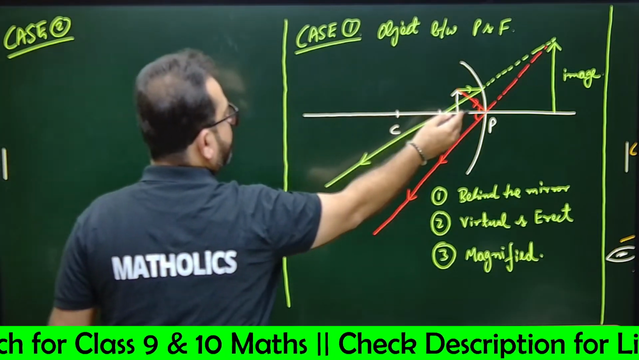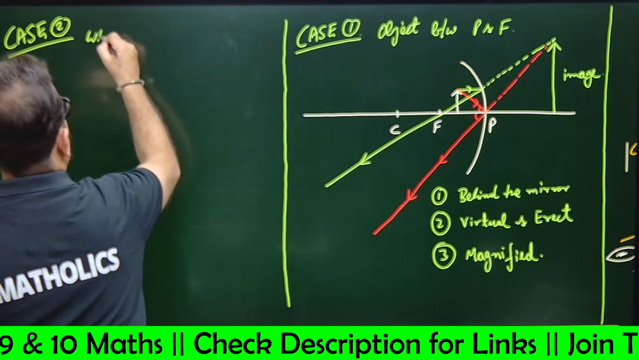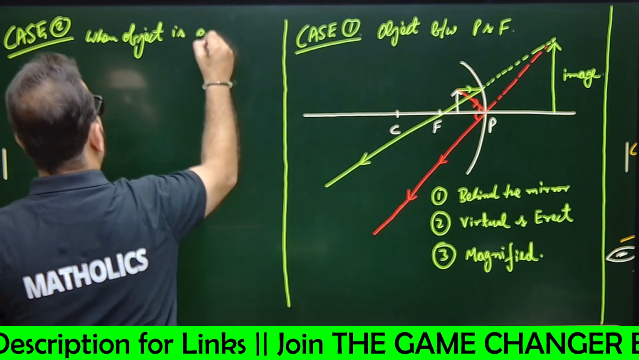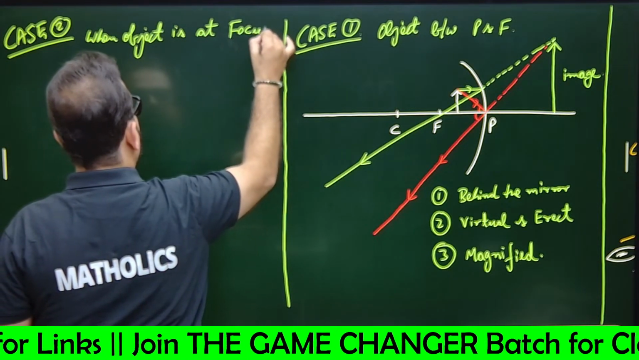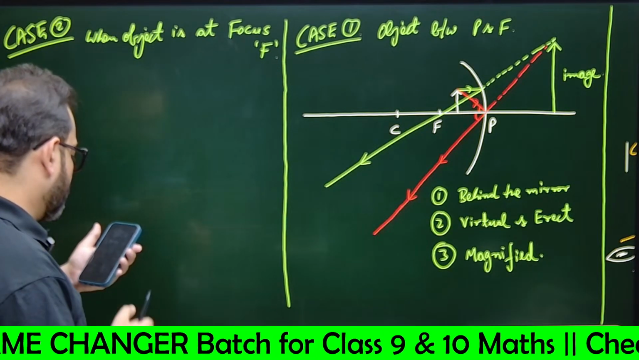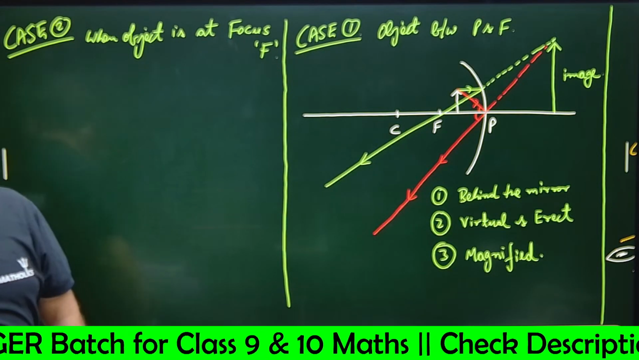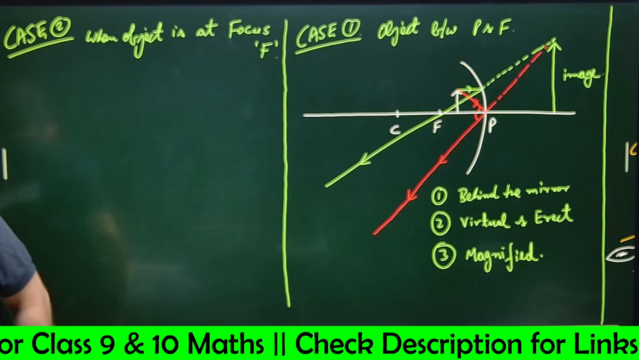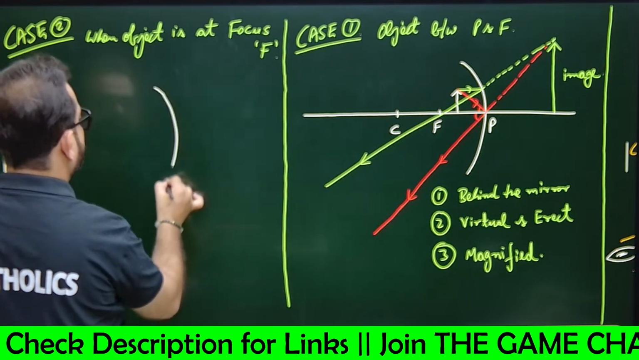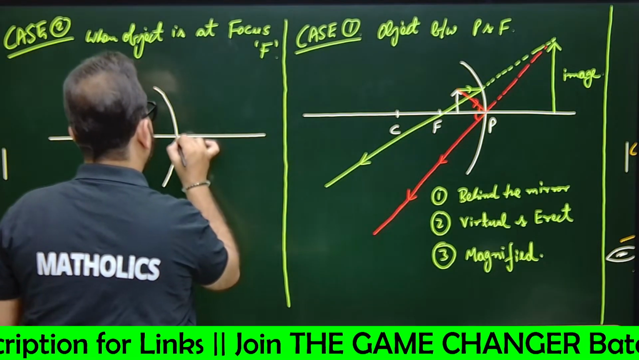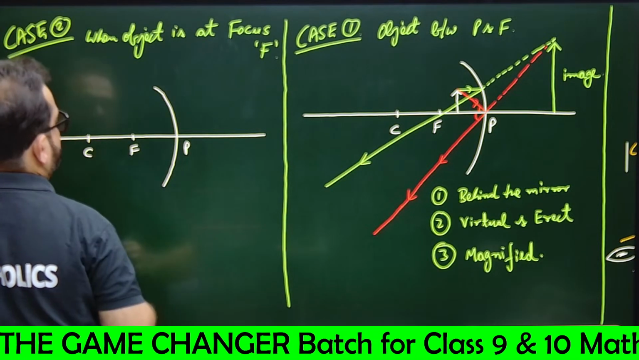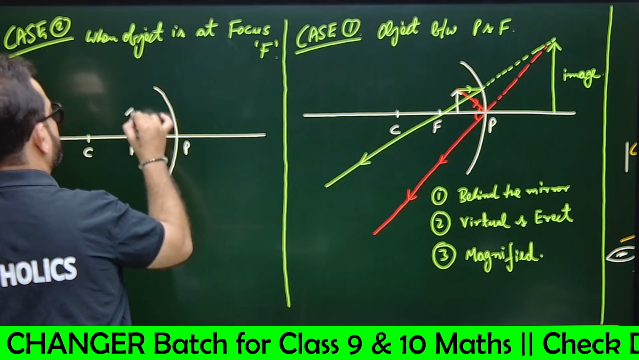Now, when the object will come onto the focus, the object is at focus F. Now, when the object will move towards focus F, what will happen? Again, we have to draw this diagram. Okay, sir, draw this one. Fine. This is pole, this is focus, and this is center of curvature. Object is at the focus, right?